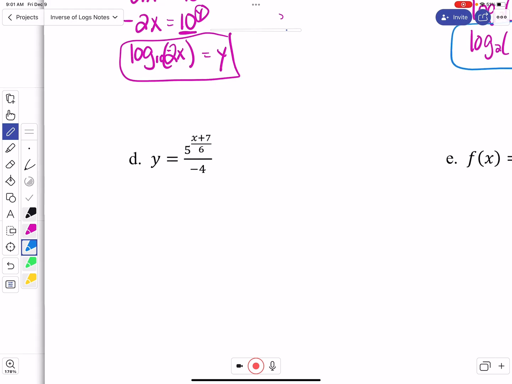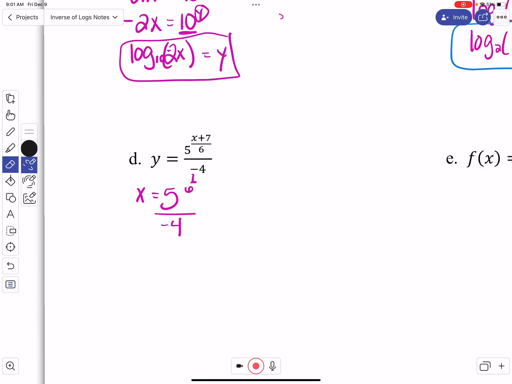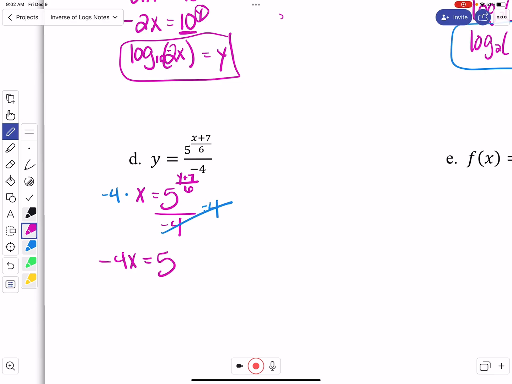Okay, so this one looks a little tricky, but remember, just start off by switching x and y. So 5 to the power, so this has a fraction as a power. Oh, I forgot to change my y there. So y plus 7 over 6. Okay, so I'm going to multiply by -4. It's the first thing I'm going to do. So I'll have -4x equals 5 to the power of y plus 7 over 6.